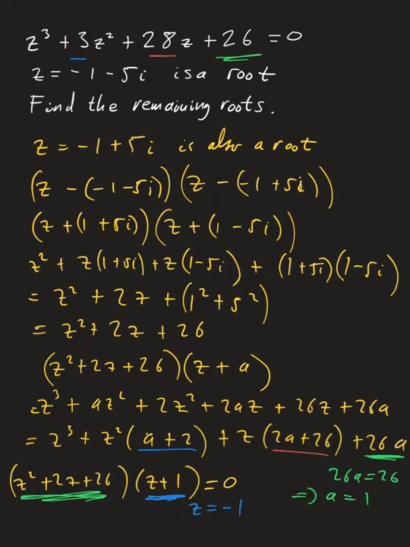So my three roots eventually then are z is equal to minus 1 is the real root, and then z is equal to minus 1 plus or minus 5i are my remaining complex roots. I'll do one more example.